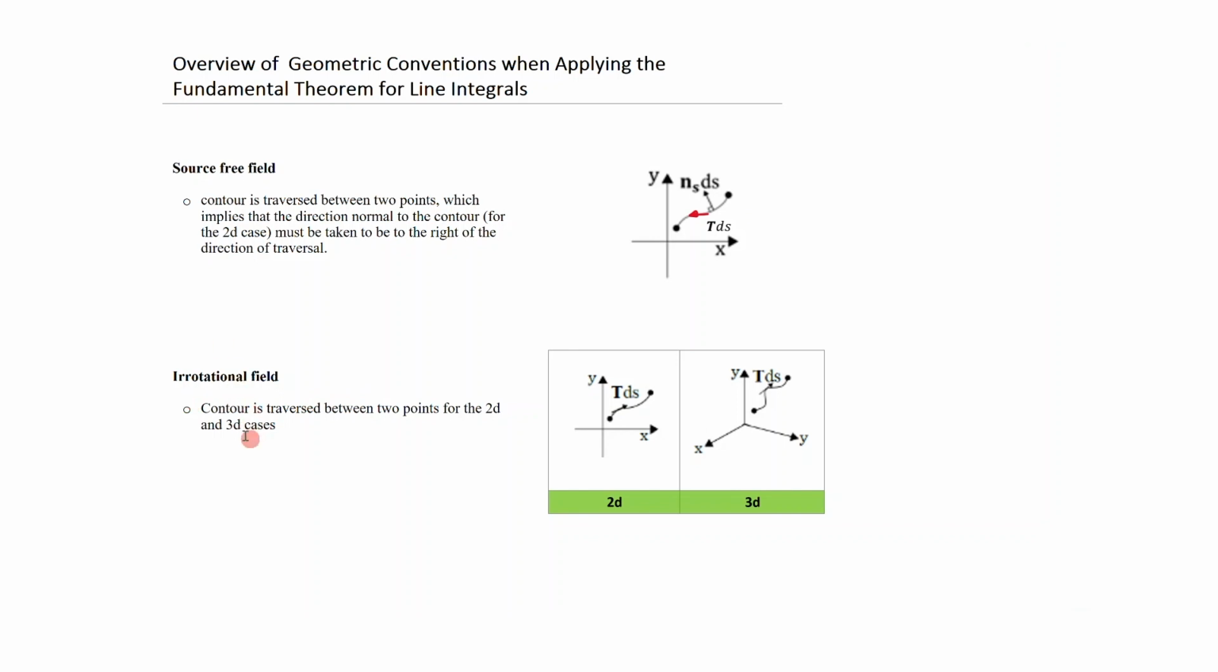For a rotational field, here it really doesn't matter if it's 2D or 3D, because essentially in 2D we're just following this contour in the 2D plane, whereas here we're following a contour in three-dimensional space.